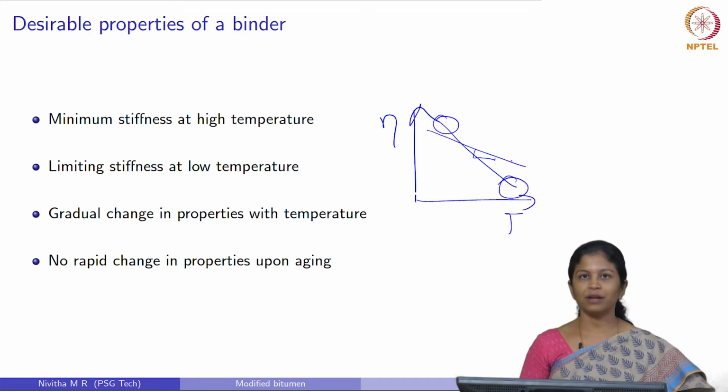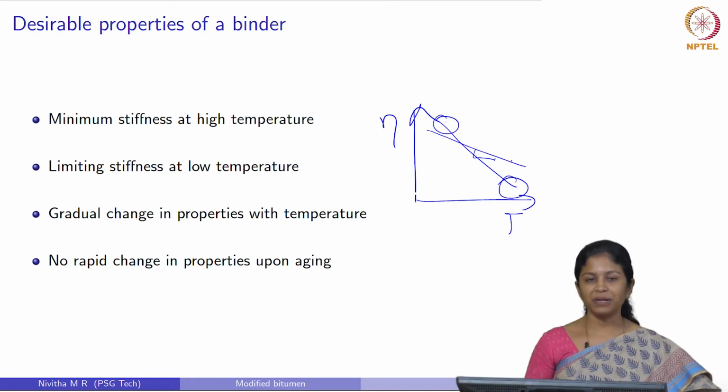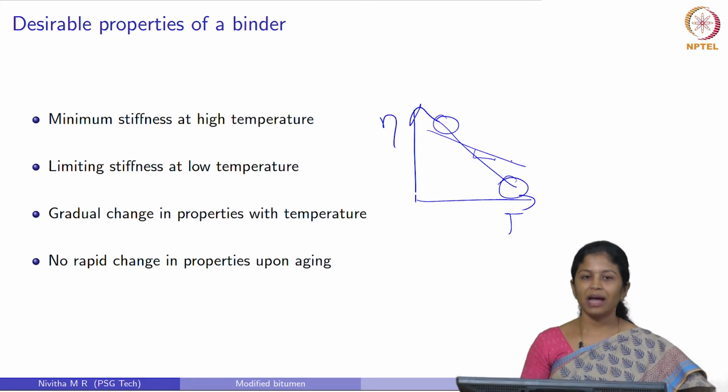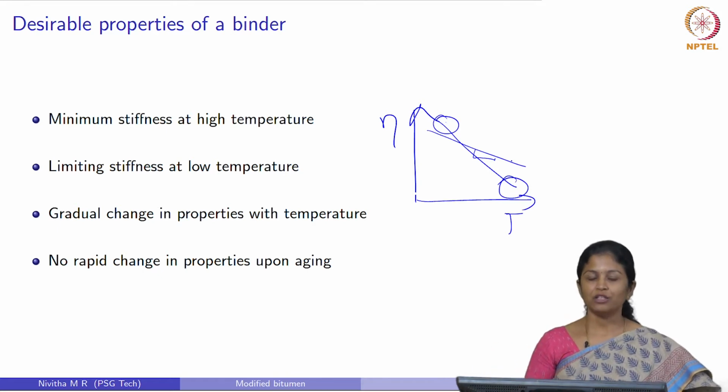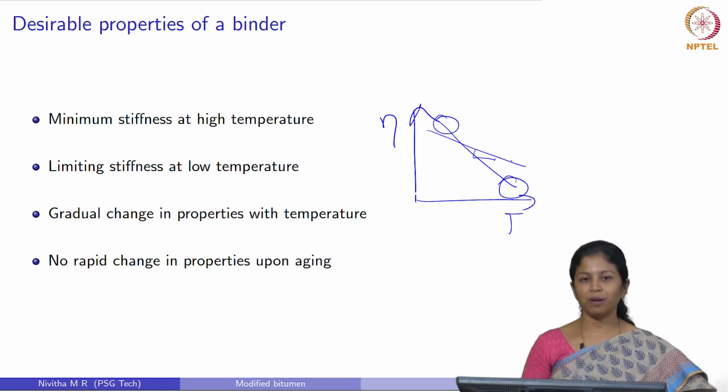And the last requirement is there should not be any rapid change in properties with aging. Already we have seen in detail about aging, and we know that aging increases the stiffness of the binder, and we have already said that we want an increase in stiffness, but we do not want it to increase so much that it will lead to fatigue cracking. So, we need to keep a check on the change in properties with aging. So, these are some of the desirable properties of a binder.